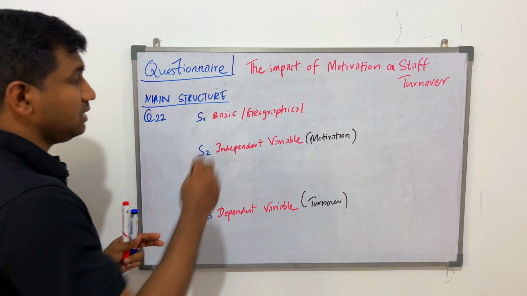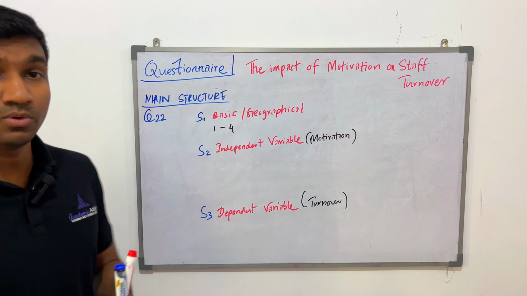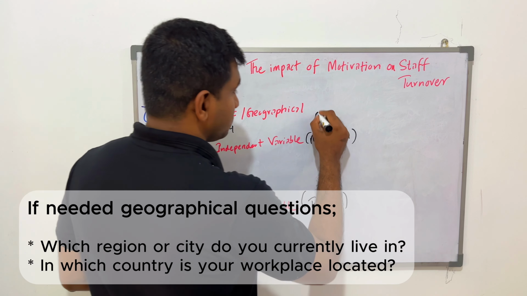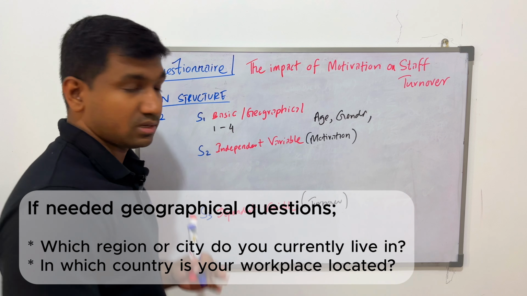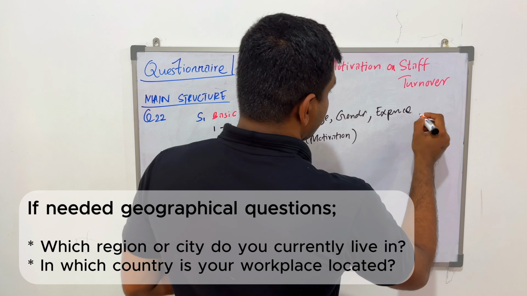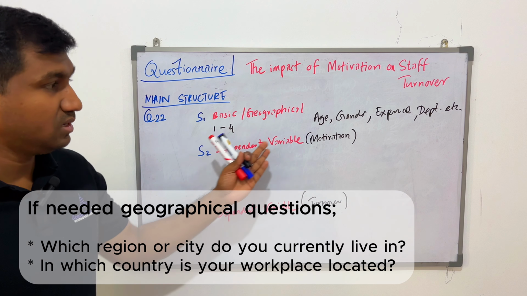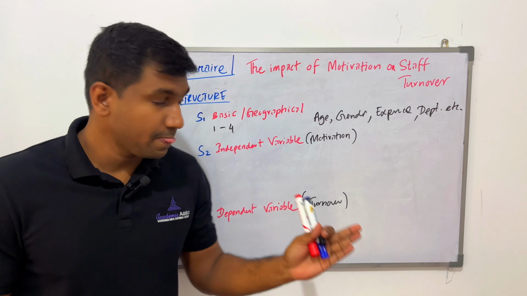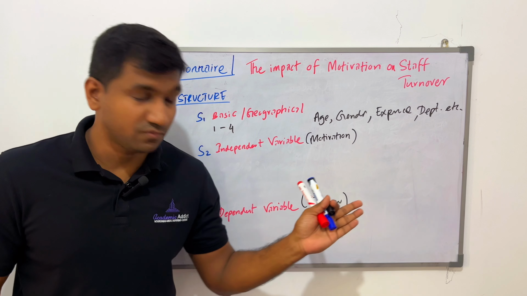For the first one, basic and geographical sections, I would have four questions, 1 to 4. What are the questions that you can have? For example, you can ask about age, gender. These are the geographical questions that you can include. Age, gender, maybe experience and department and so on. So likewise, you can have four different questions under basic. This is not related to your variable, remember? Okay. So now we are done with four questions. Out of 22, we have completed four questions.